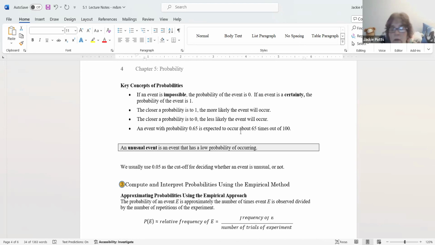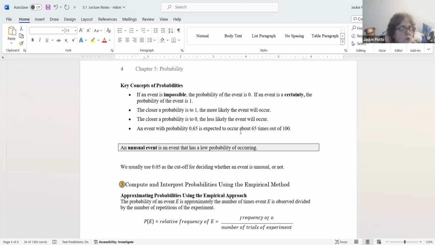If something is impossible, the event probability is 0. If something is a certainty, the probability is 1. 100%, 0%. Again, closer to 1, in other words, the higher the percentage, the more likely it is to happen. Closer to 0, the less likely. Mathematicians got to love it. We got to spell things out sometimes.